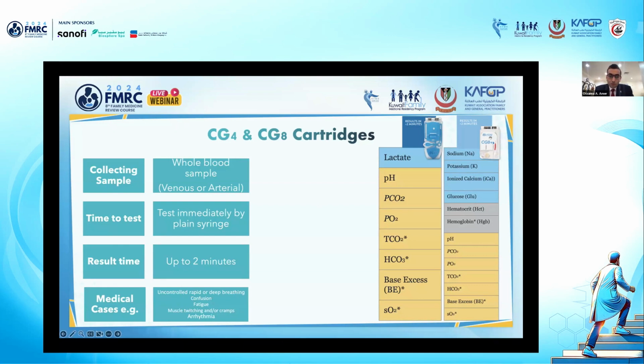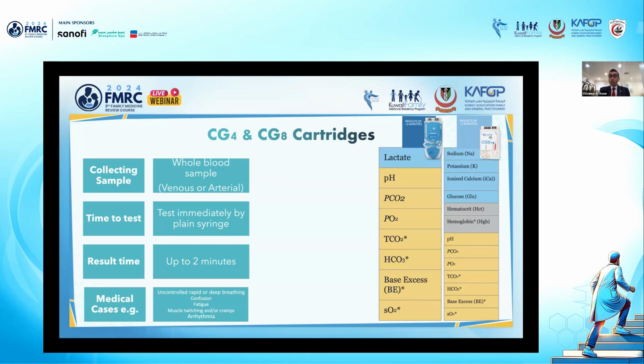For collecting the sample, you need only a whole blood sample from venous or arterial. Test immediately using a plain syringe, so you don't need a heparinized sample and no additive in the blood. So your electrolytes will be accurate, because heparinized samples can add potassium or sodium. You will be sure your result is accurate.